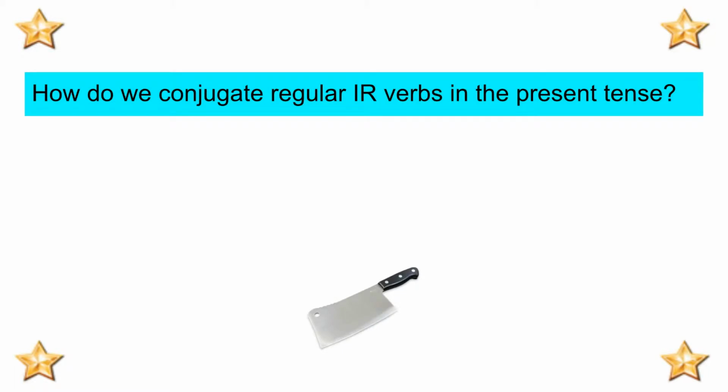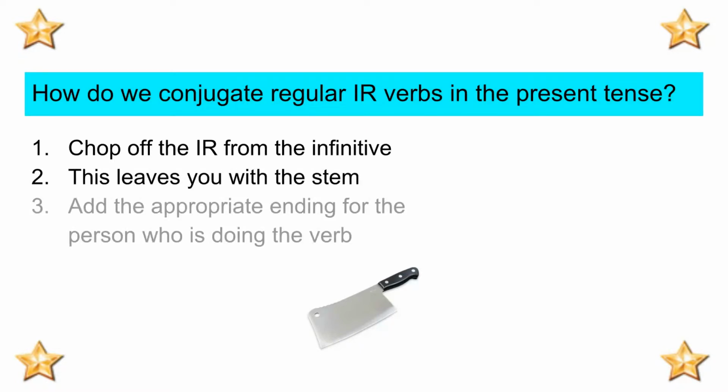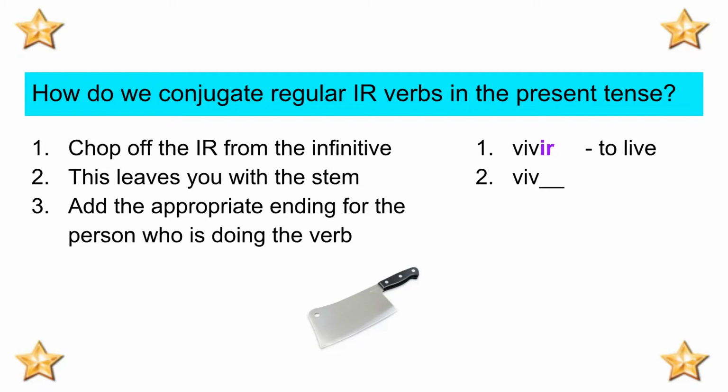So how do we conjugate regular IR verbs in the present tense? Chop off the IR from the infinitive. This leaves you with the stem, and add the appropriate ending for the person who is doing the verb. For example, vivir is to live. Chop off the ending, the IR, and you're left with viv, which is the stem. And then if, for example, you add O to the end of it, that turns it into I live. Vivo, I live.